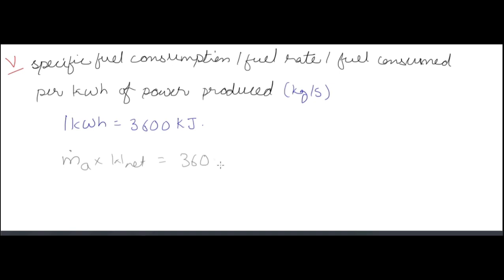So we will find the specific fuel consumption, or fuel rate, or fuel consumed per kilowatt hour of power produced, as equal to mass flow rate of air, if air is used as the gas; if some other gas is used, the mass flow rate of that gas, times net work output, equal to 3600 kilojoule. From this we will get the specific fuel consumption or mass flow rate, in kilogram per second. If it's in kilograms, then kilogram.